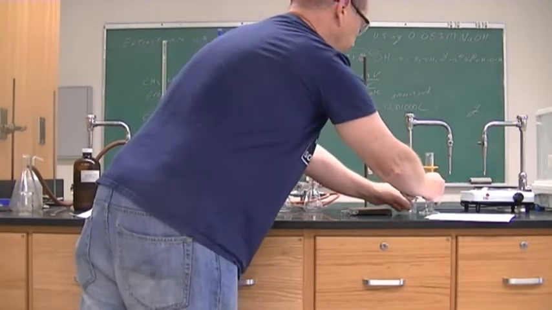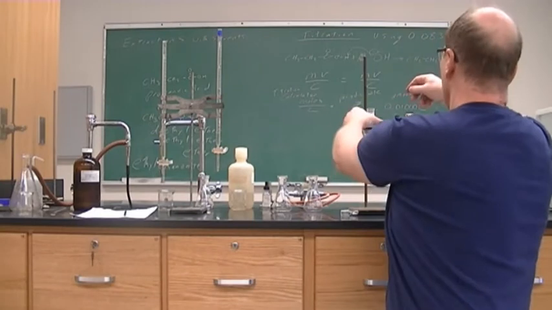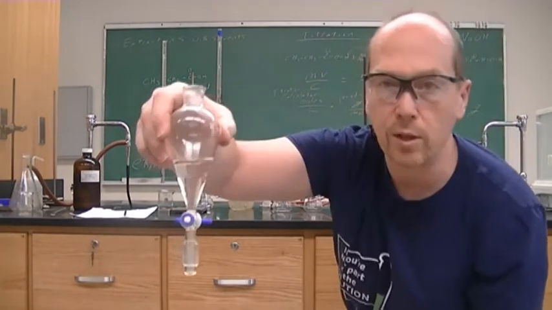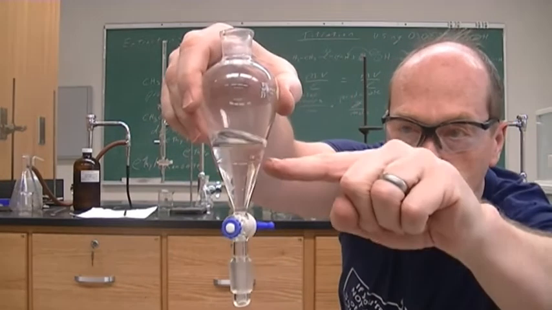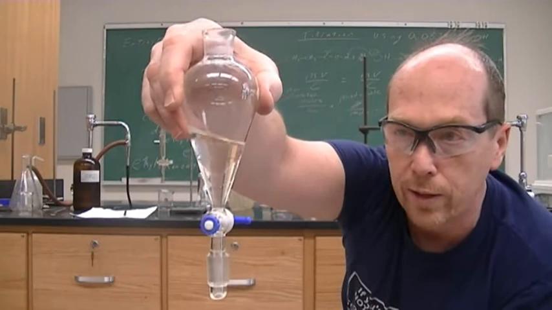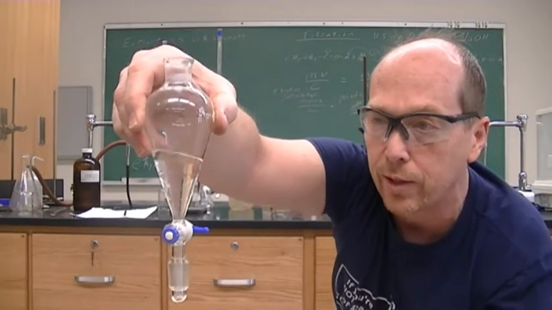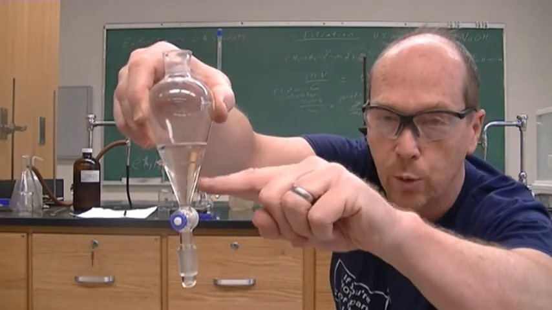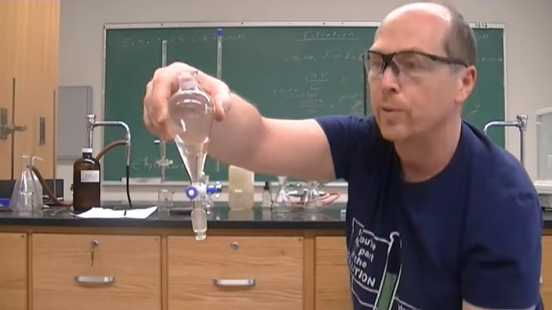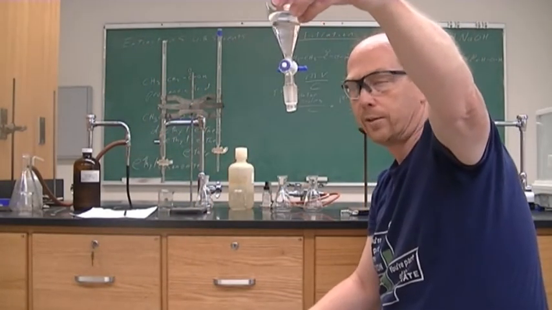All right, so now we have our two layers. Let's see if I can get that closer to the video. There are two layers. On top, you're going to have your ether. It is less dense than the water. So your aqueous phase, the water level, is at the bottom. It has a higher density. Your higher density is always at the bottom.